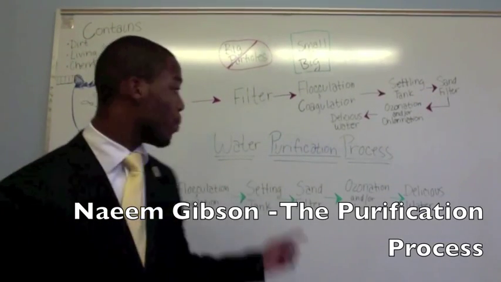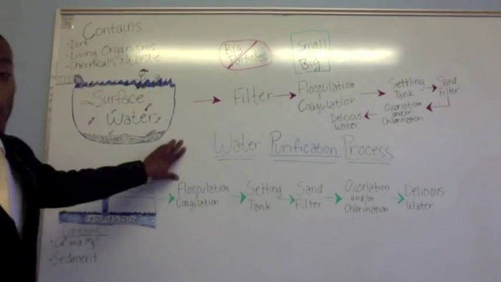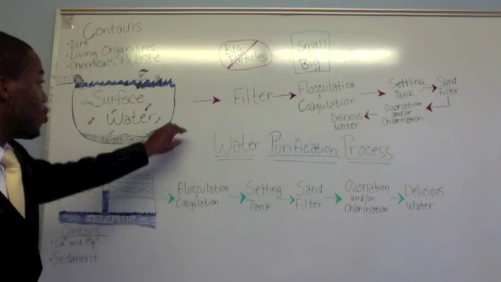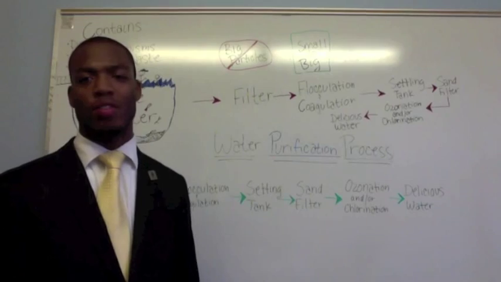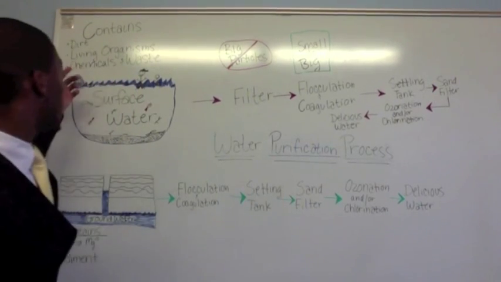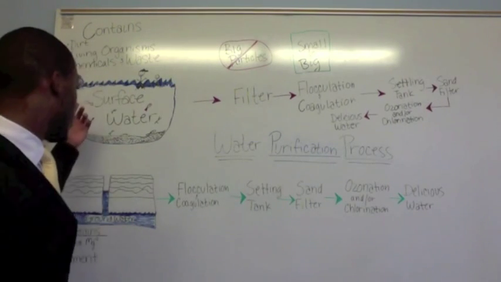This is the water purification process. Now, there are two types of drinking water which we can purify. There is surface water. Now, this is the water that we interact with in our day-to-day lives. This water may contain dirt, living organisms, waste, and, unfortunately, chemicals.